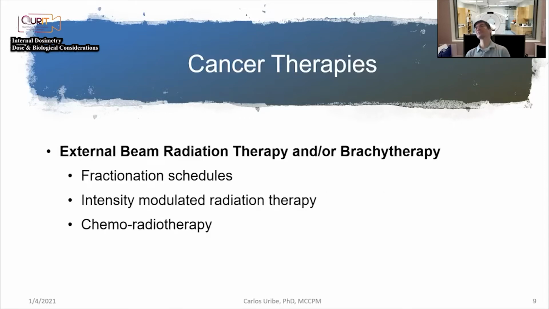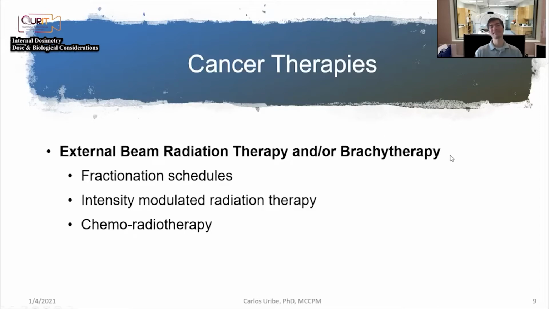Now we start getting into what I'm more familiar with, which are, for example, external beam radiation therapies or brachytherapies, in which we're going to use radiation. External beam uses fractionation schedules. So the patient will come several times to the clinic, and in each of those sessions, a certain amount of dose will be given to the tumor, to try to get rid of the cancer. And then there's intensity modulated radiation therapy, which, depending on where we're looking at the patient, we change the shape of the X-ray beam. And there's also chemoradiotherapy, where the patient can be having chemotherapy, but then also goes through some sessions of radiotherapy.